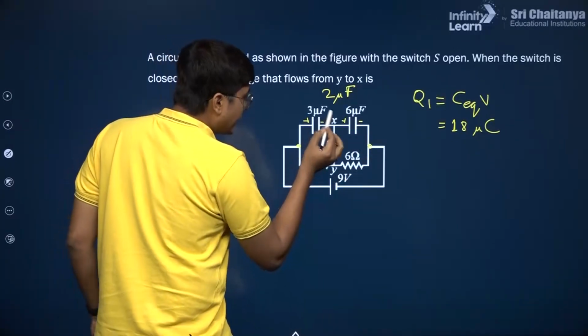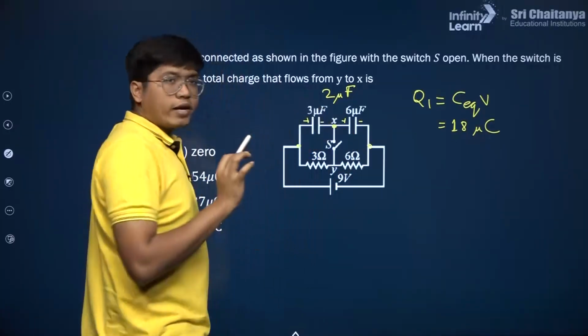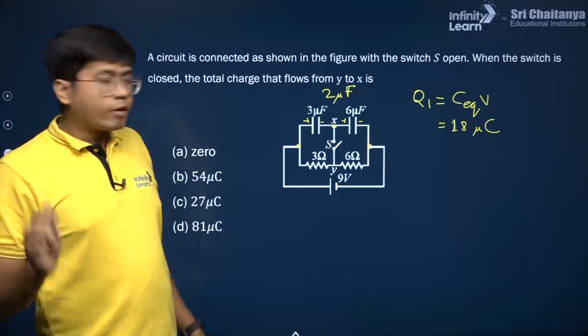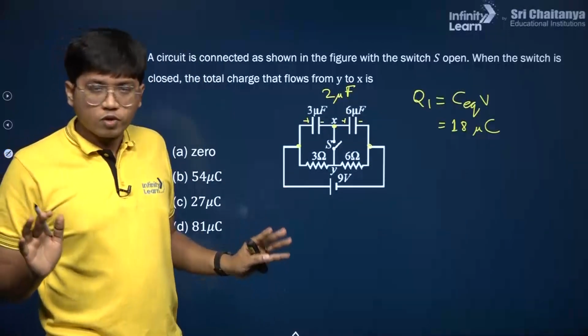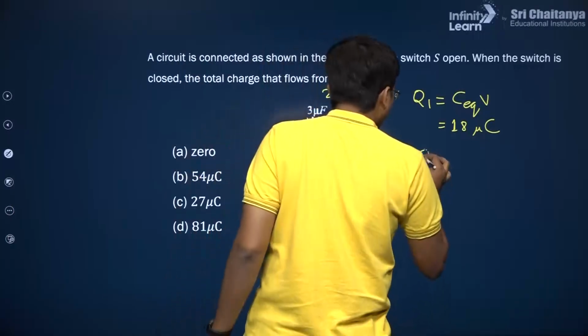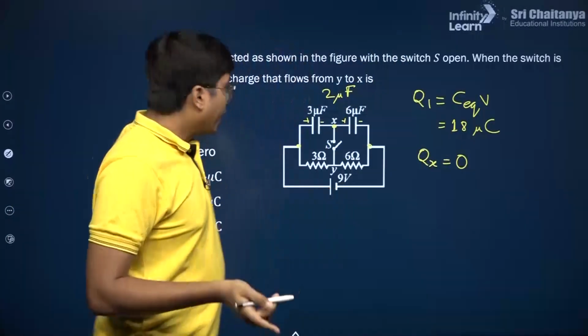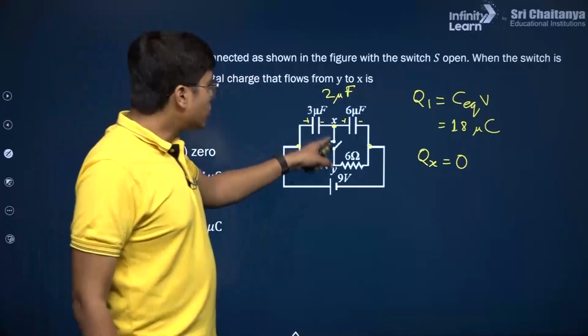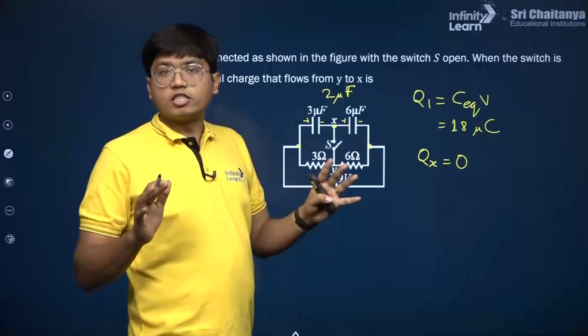Because there's minus 18 over here and plus 18 here, you know the charge at this point is 0, because essentially the charge has got redistributed. The total charge over there is 0. Okay, so we'll keep it Qx is equal to 0. In the second case, as soon as you connect both of them, now the potentials and everything change. Why?